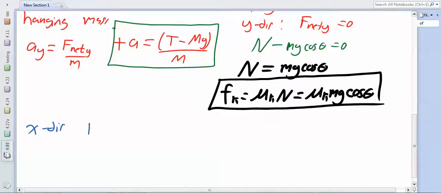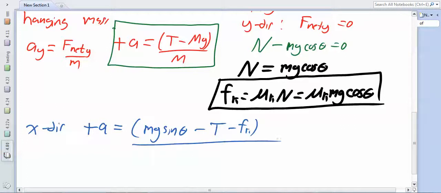the acceleration is positive, and I'm going to use the same symbol as I used for the hanging mass because the magnitudes have to be the same if they move as a unit. So that will be equal to the shadow of the weight in the x direction, mg sine of theta, minus the tension, minus the frictional force, and that is all divided by the mass.